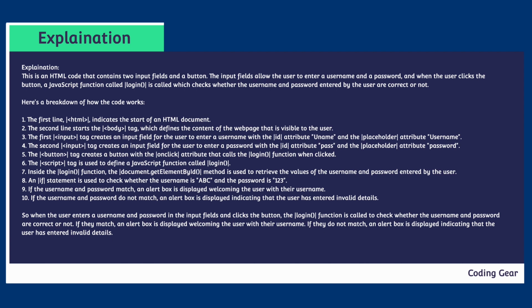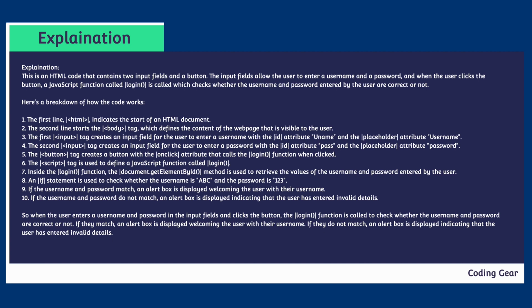3. The first <input> tag creates an input field for the user to enter a username with the id attribute, a name, and the placeholder attribute, username. 4. The second <input> tag creates an input field for the user to enter a password with the id attribute, pass, and the placeholder attribute, password.